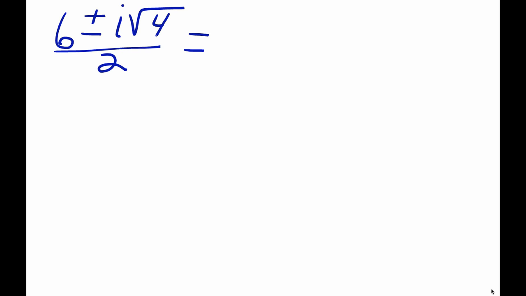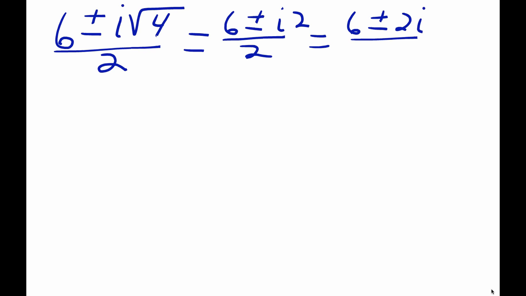Alright, so there's my equation again. So I'm going to start simplifying this. So I have 6 plus or minus i, and the square root of 4 is 2, all over 2. So we're going to put the 2 in front of the i, so it's really 6 plus or minus 2i over 2. Now I can simplify that even further.